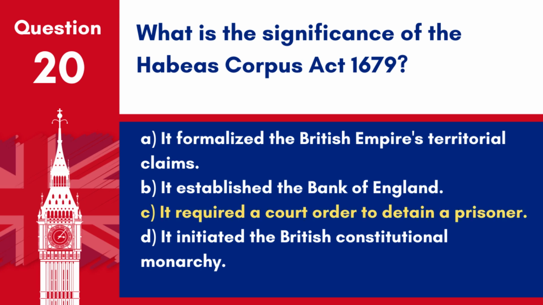Answer: C. It required a court order to detain a prisoner. The Habeas Corpus Act 1679 was significant because it strengthened the right of individuals not to be detained unlawfully, requiring a court order to hold someone in custody, and thus safeguarding personal freedom.